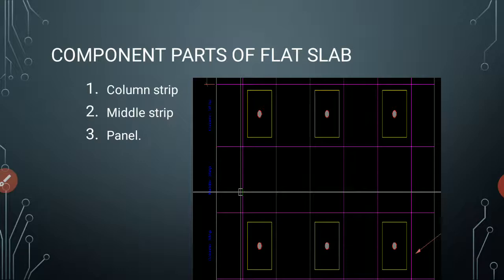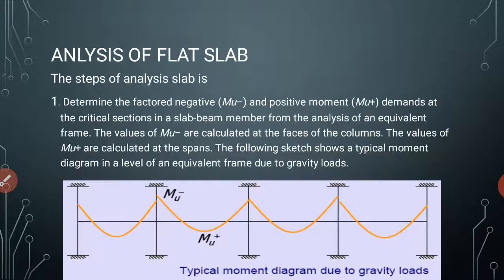Everybody has this IS code, and please go through the clauses, that is from clause 31.4.3, clause number 31.4.4 likewise. So we get the particular clauses in the IS 456. So we'll start with the analysis of the flat slab.